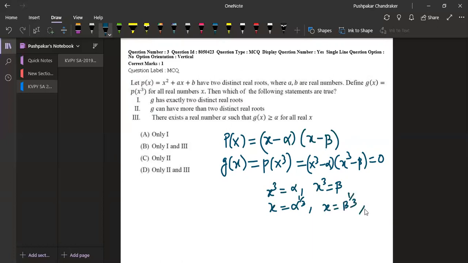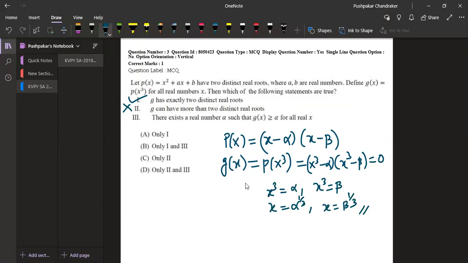So what we are getting here is exactly two roots. So option A is definitely correct. Option A, meaning statement 1, is correct. It has exactly two real roots. G can have more than two real roots, that's wrong. And there exists a real number alpha such that g of x is greater than or equal to alpha for all real x.